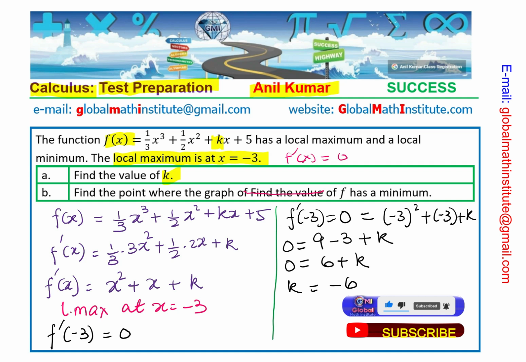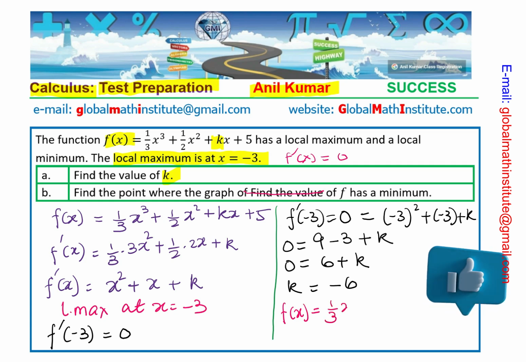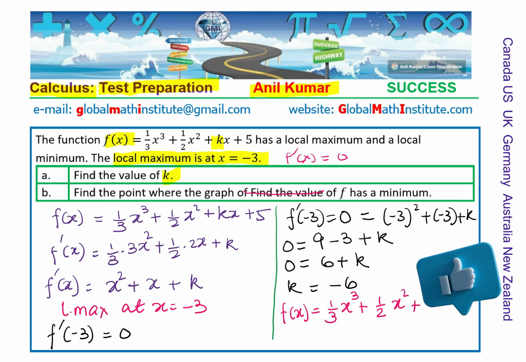So that really means that we can now write the function f of x as 1 over 3 x cubed plus half x squared plus k is minus 6. So we'll write minus 6 here, right? Minus 6x plus 5. Perfect. So that is what the function is. And we found the value of k as minus 6. Correct. Let's do the second part on a fresh page.